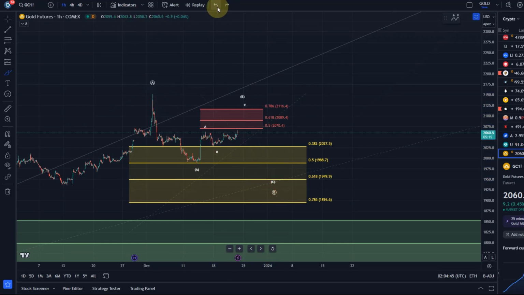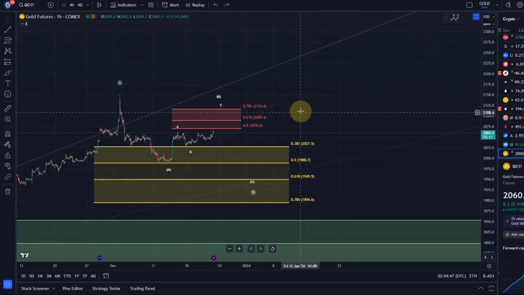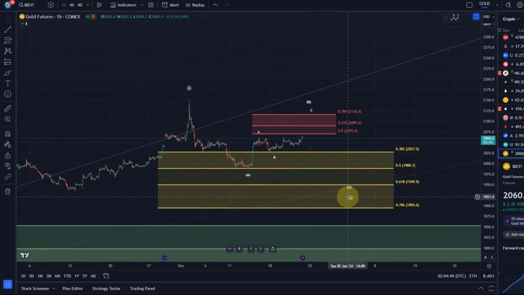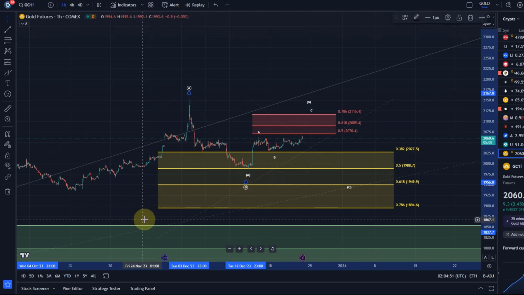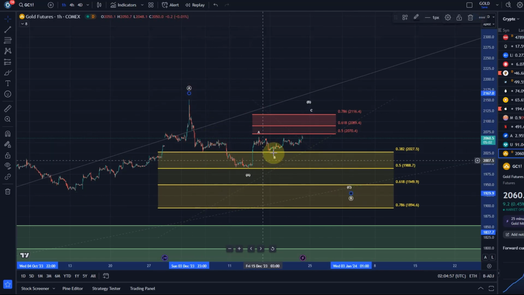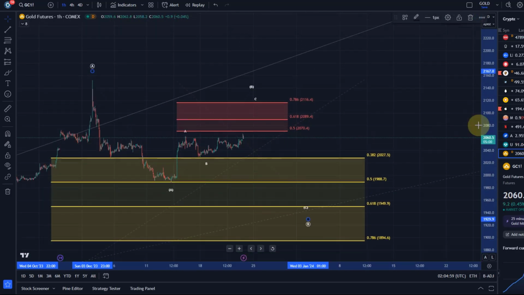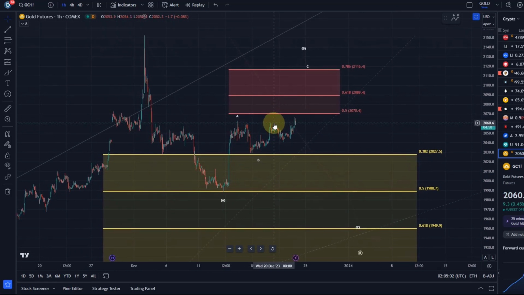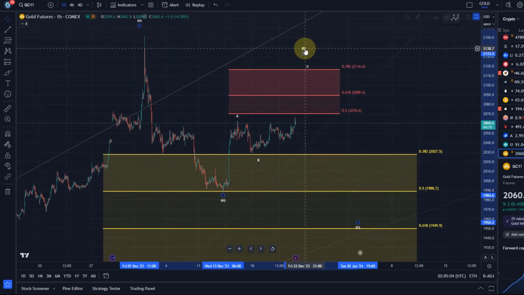That's so far only one scenario I've shown you. In an alternative scenario, the B wave is already done. But I have absolutely no evidence for that. So I would prefer a clearer ABC structure. And then if we really look into the microstructure, we have obviously resistances.